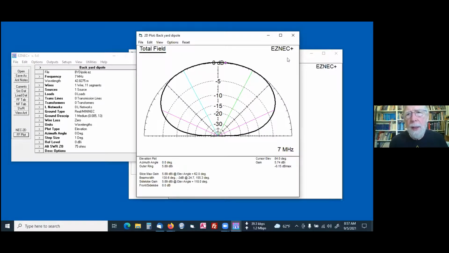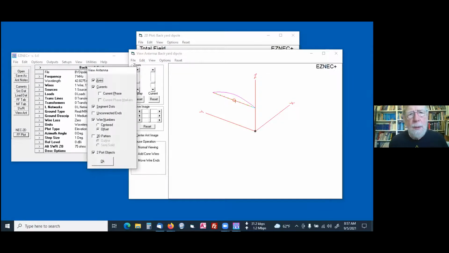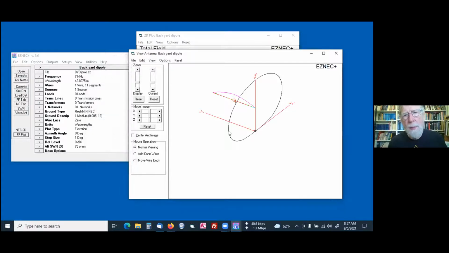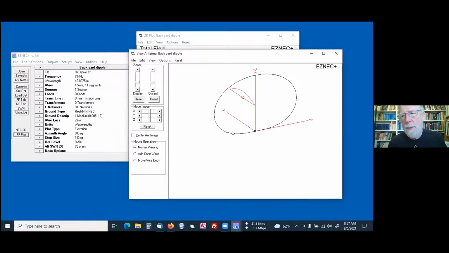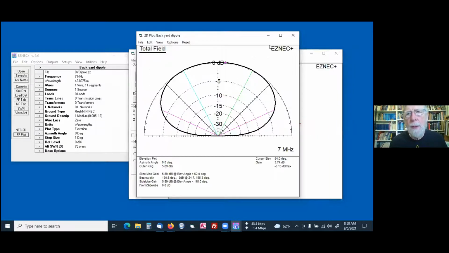So the way I'm going to do that is I'm going to go back to the view antenna display and tell it to show the pattern, the 2D pattern. We'll show it on there. Okay, there's the 2D pattern being shown on the plot. And you can see that we are looking at the broadside pattern of the antenna. So we'll go back to the 2D plot.